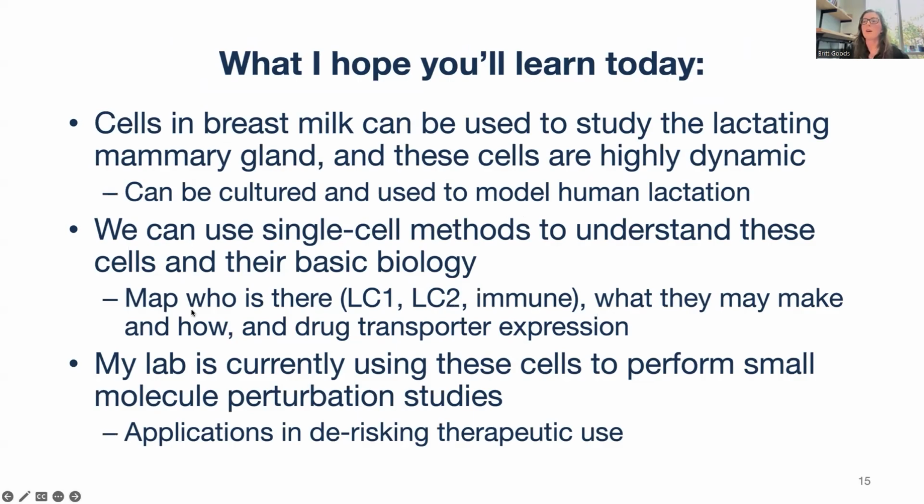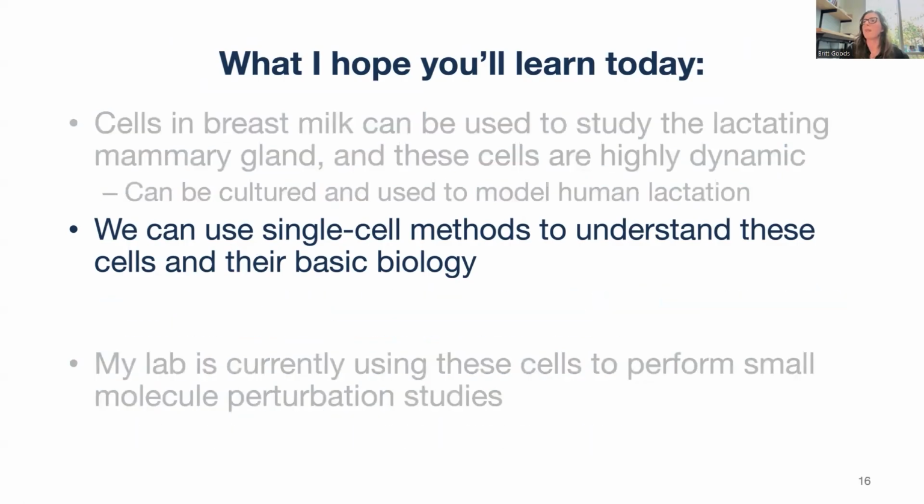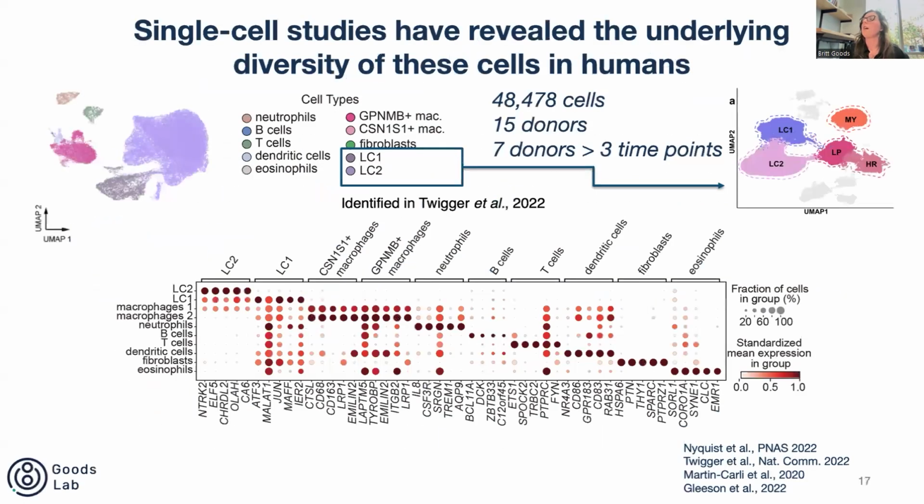Now I want to talk about how we can use single cell methods to understand these cells and their basic biology. To start, I want to talk about some of the work from my lab. This is a study where we used single cell RNA sequencing, an approach that lets you measure and quantify the expression of all of the transcripts present in a cell at a single cell level. This approach has been really valuable for studying biological systems and uncovering heterogeneity and how this might translate to interesting and useful features.